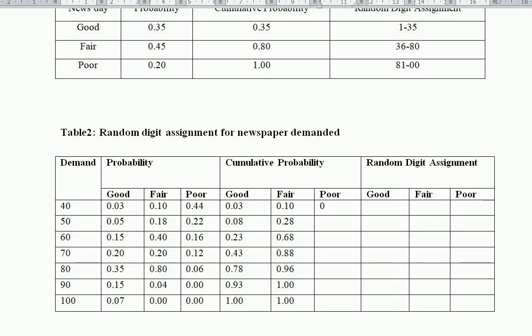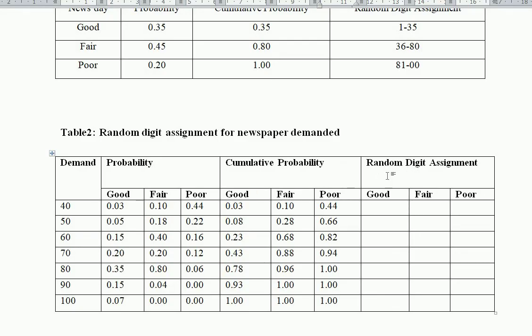Next for the poor day, again it is 0.44 itself. Add these two, 0.44 plus 0.22, that is 0.66. Again 0.66 plus 0.16 is nothing but 0.82. Or else you can add these three, 0.44, 0.22 plus 0.16, and you will get 0.82 itself. The next value is 0.94 and again the next value is 1.00. If I add 1.00 with 0, I will get 1.00 itself. This is the cumulative probability.